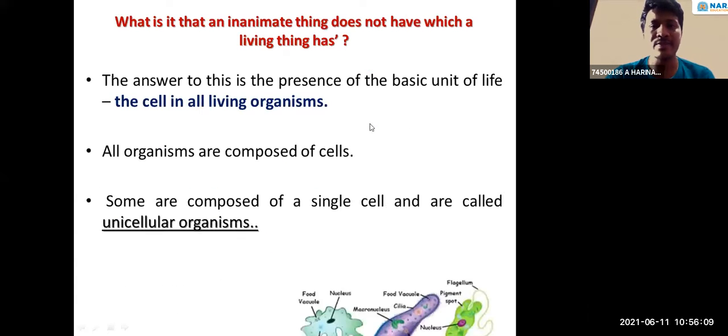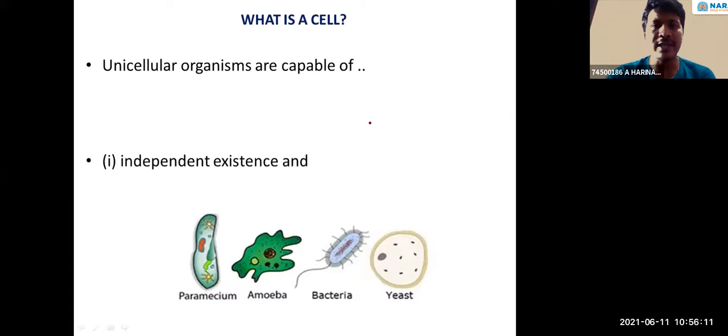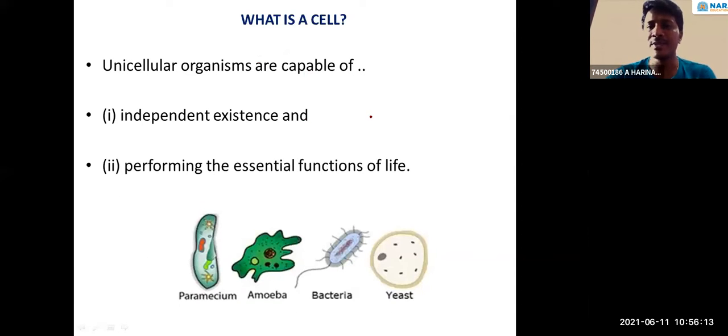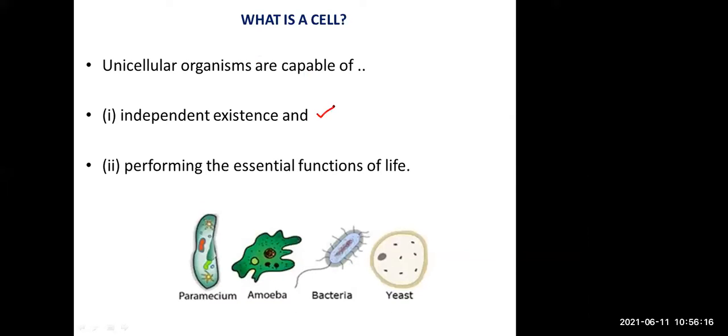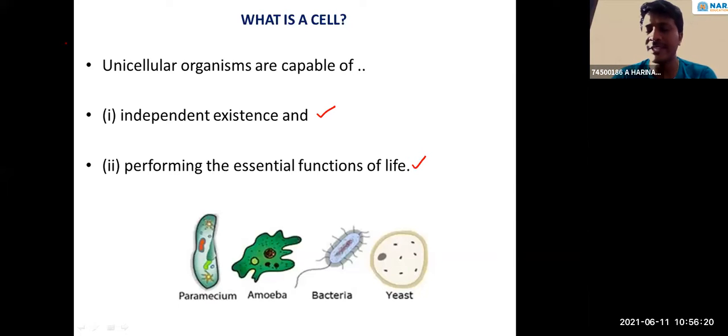What is the character of unicellular organisms? They have independent existence, and a single cell performs all the essential functions of life. These two sentences are very, very important.